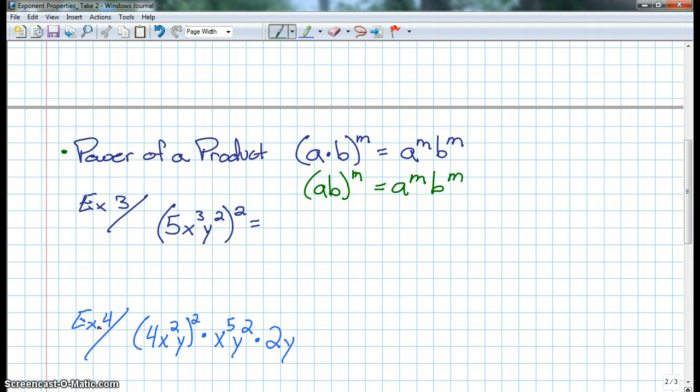Alright, hopefully you're able to work these out. With these two, since they're a little bit more difficult, I'm actually going to help us out. The first one, in example 3, we can look at expanding it first for those that are still not too comfortable with all of our properties.